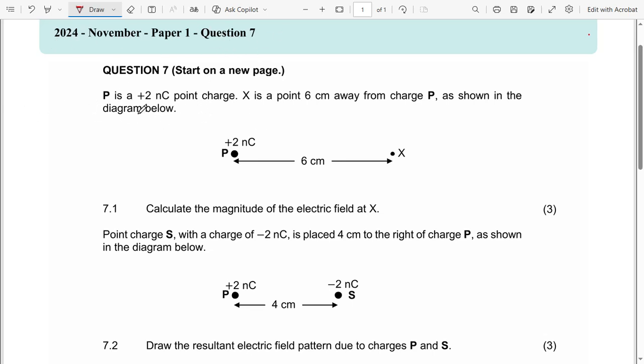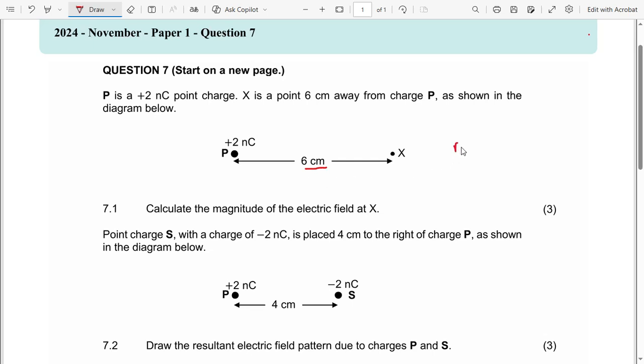In this question, they say P is a plus 2 nanocoulomb point charge and X is 6 centimeters away. I'm not going to waste time. I know that distance in electrostatics should be in meters, so we need to convert the 6 from centimeters to meters. To do that, I'm going to divide by 100.